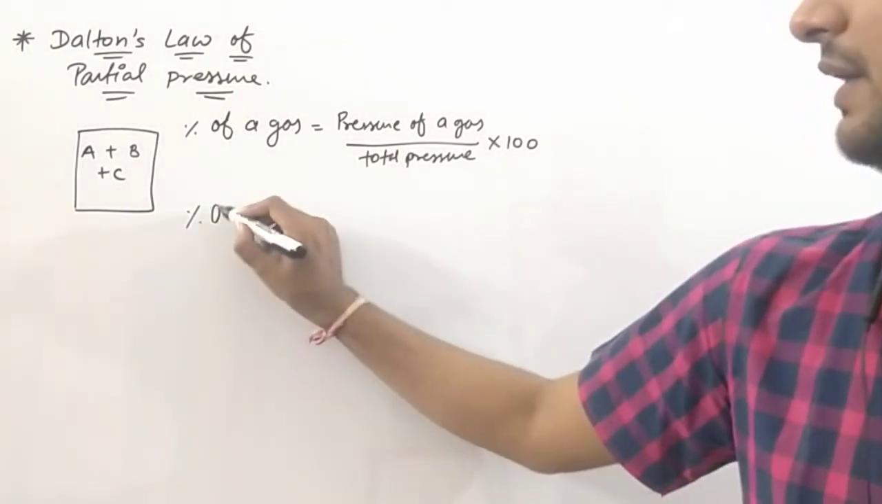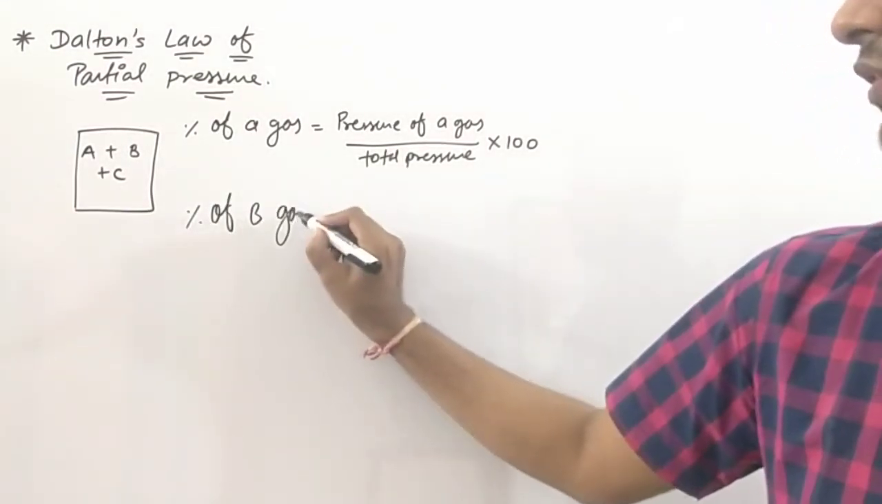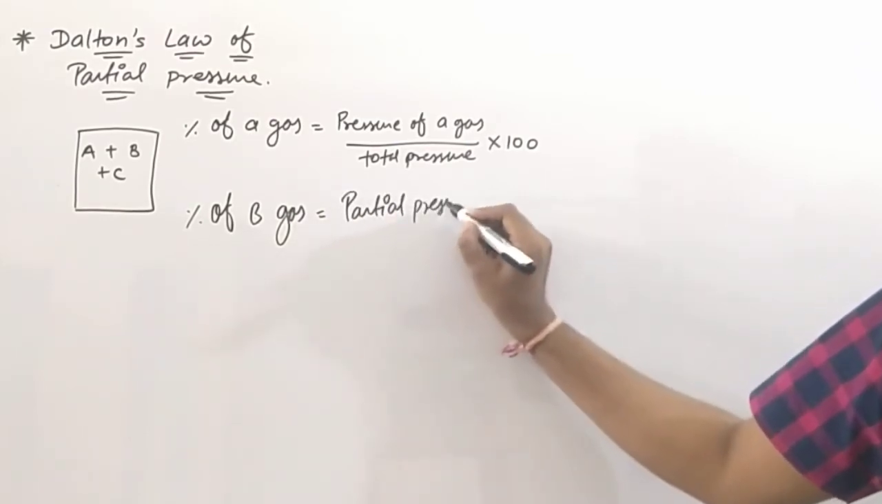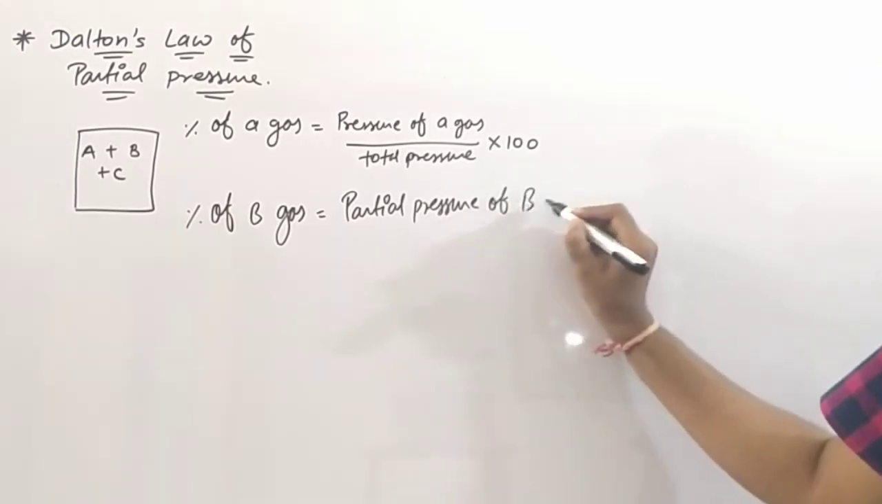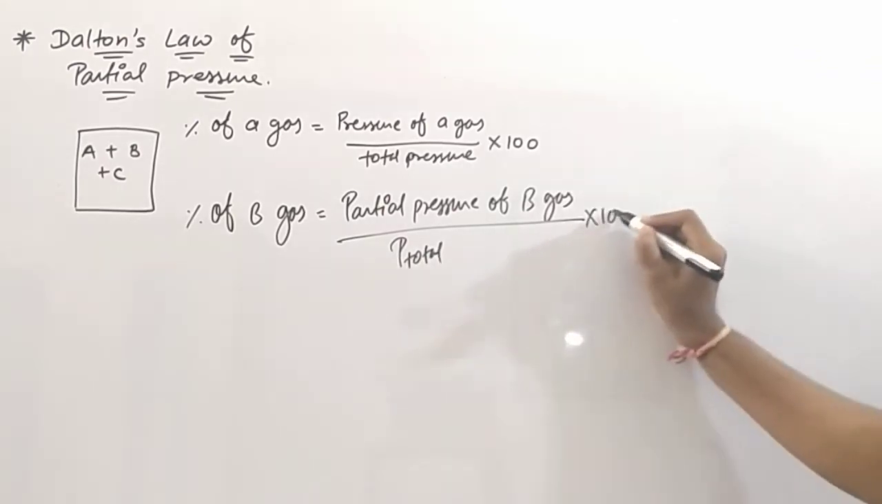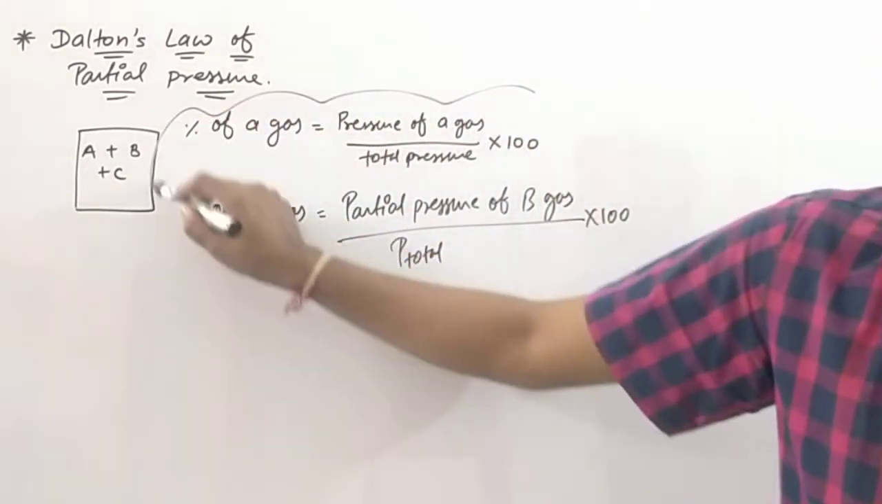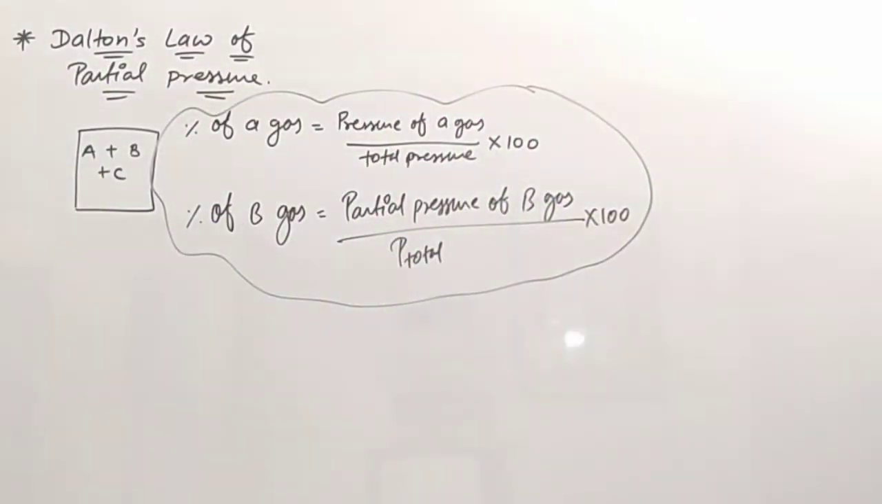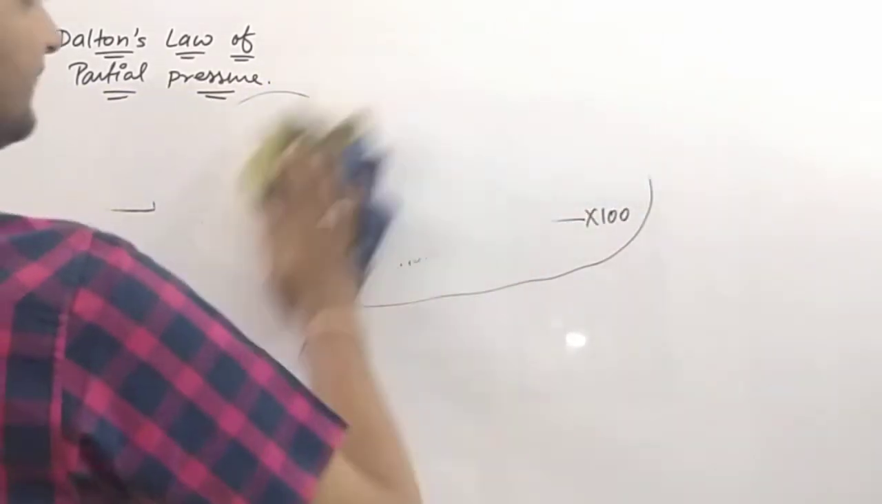Suppose you have to find out the percentage of B gas. So what will you do? You will write the partial pressure of B gas upon total pressure, P total, into 100. So you will get the percentage. This is also one formula that you have to remember for the numericals. Okay, my dear students, now please also take the screenshot. Now the thing I want to explain to you is very, very interesting and understandable. Clear? So let us discuss that.